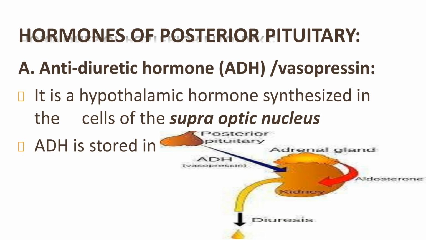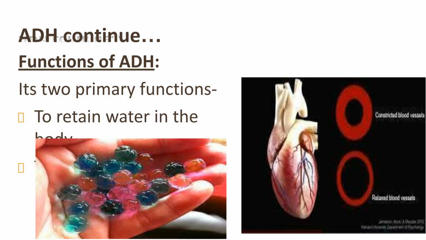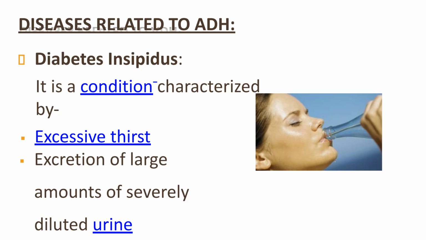Now we examine the intermediate lobe of the pituitary gland. The intermediate lobe secretes alpha and beta melanocyte-stimulating hormones, or MSH. These hormones stimulate melanin production in skin and hair, and also influence appetite and sexual arousal. Next is the posterior pituitary.